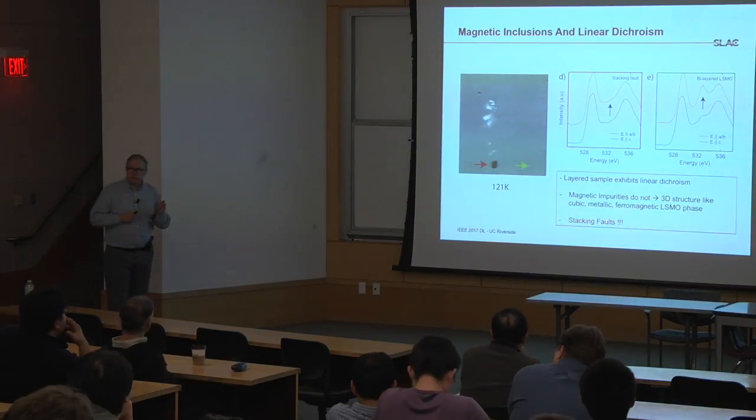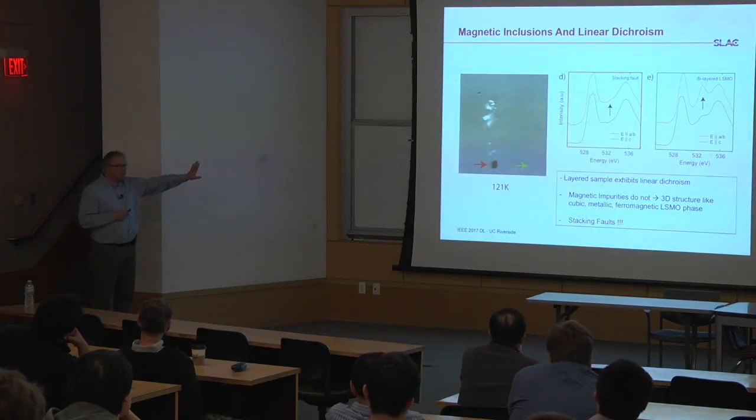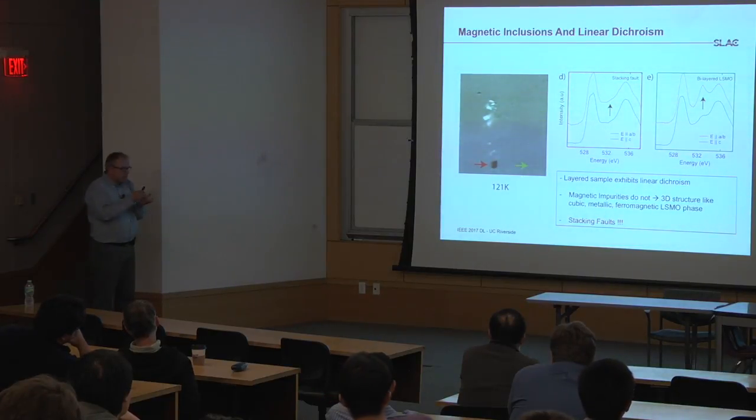And while this was always kind of suspected, this actually shows very nicely that we can show it not only from a structural point of view, but also from an electronic structure point of view, that this is exactly what happens in these samples, that you have inclusions that are not layered anymore.